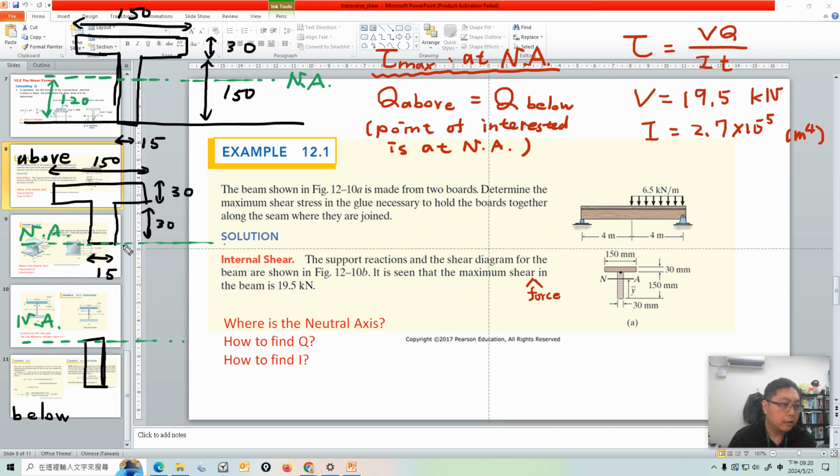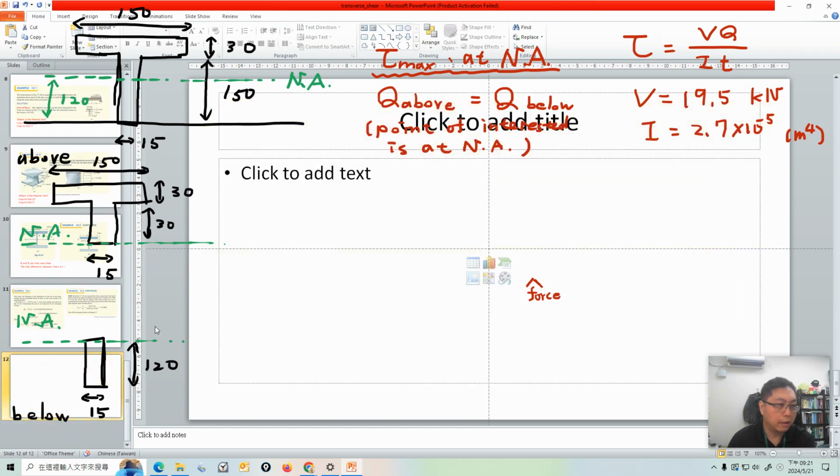Above the neutral axis we have a T shape, and below the neutral axis we have only a rectangular shape. Below the neutral axis, what's the height? Here is 120 and here is 15. I want to demonstrate that Q above and Q below have the same value. First, let's calculate Q above. I will use a new empty slide.